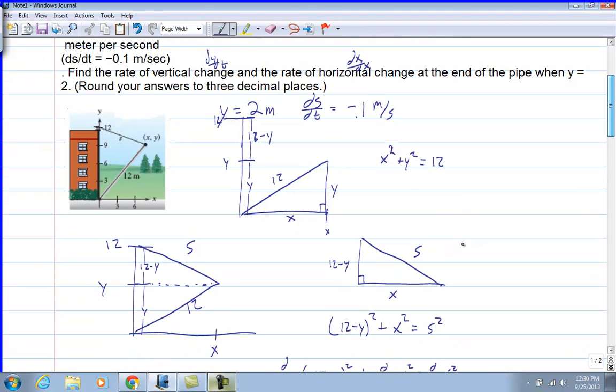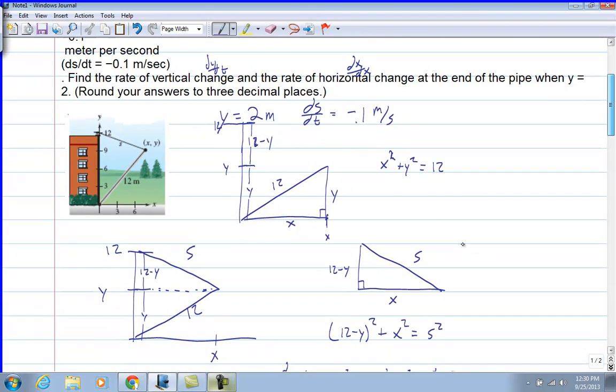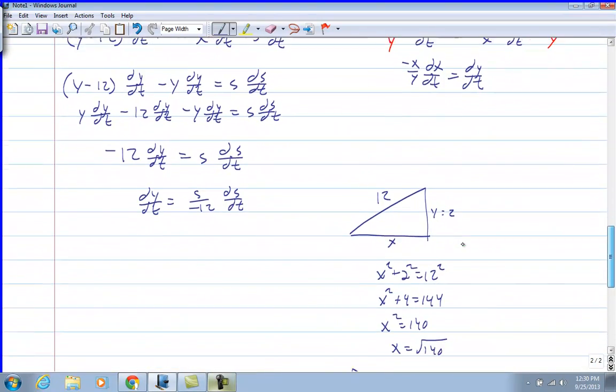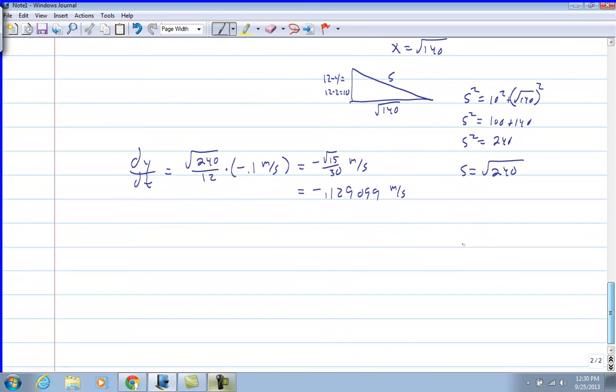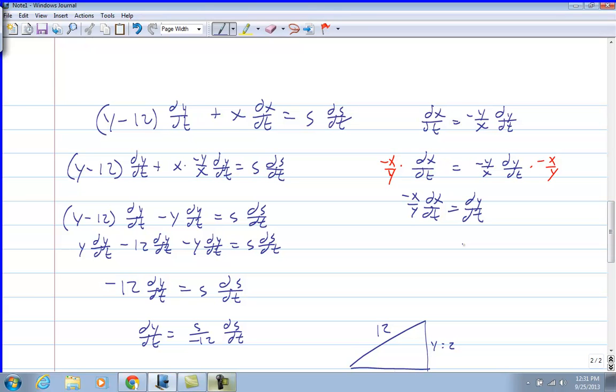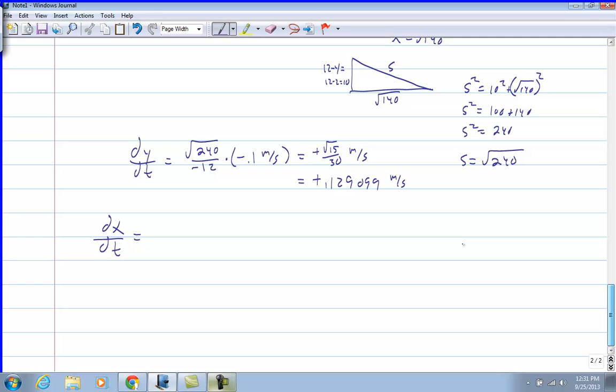Okay, the other part was what is the horizontal change? What is our dx/dt? Oh, there is the double negative. This is supposed to be negative 12, which makes this positive, makes that positive. Okay, good. So then we want to find our dx/dt. And as I found earlier, dx/dt is negative y over x dy/dt.